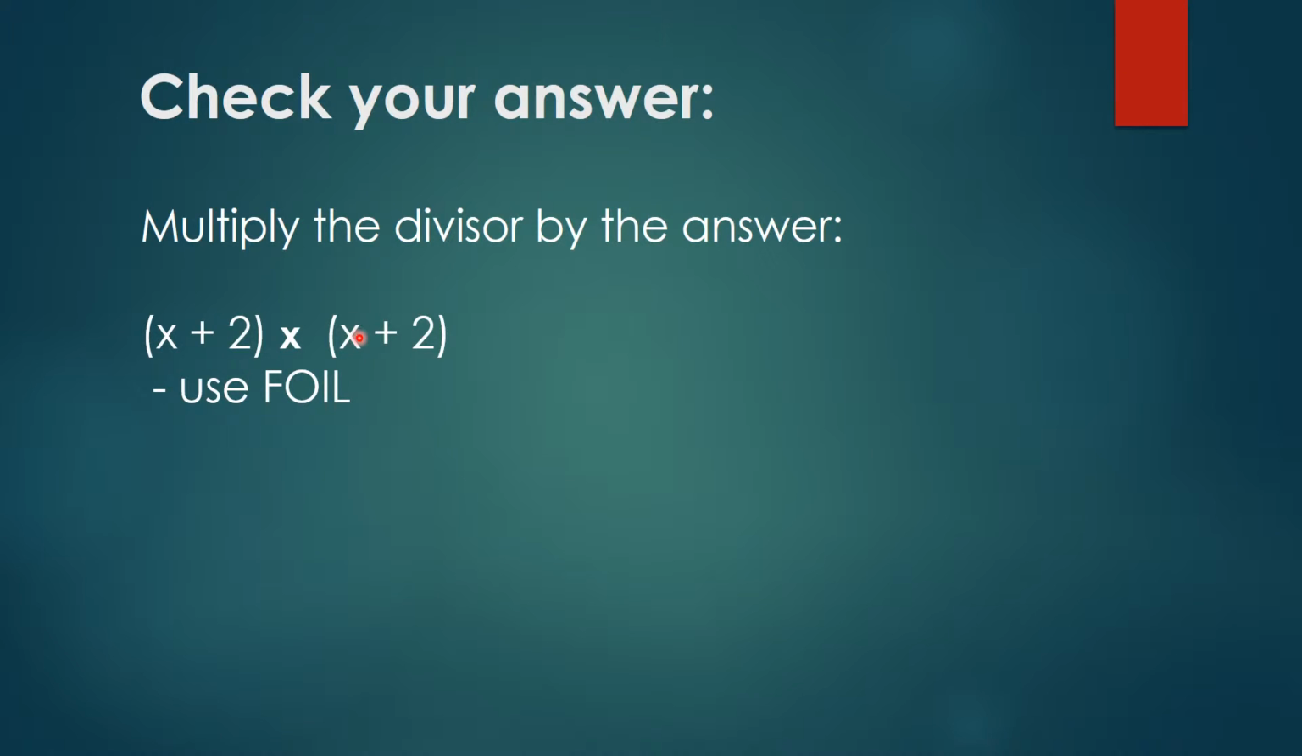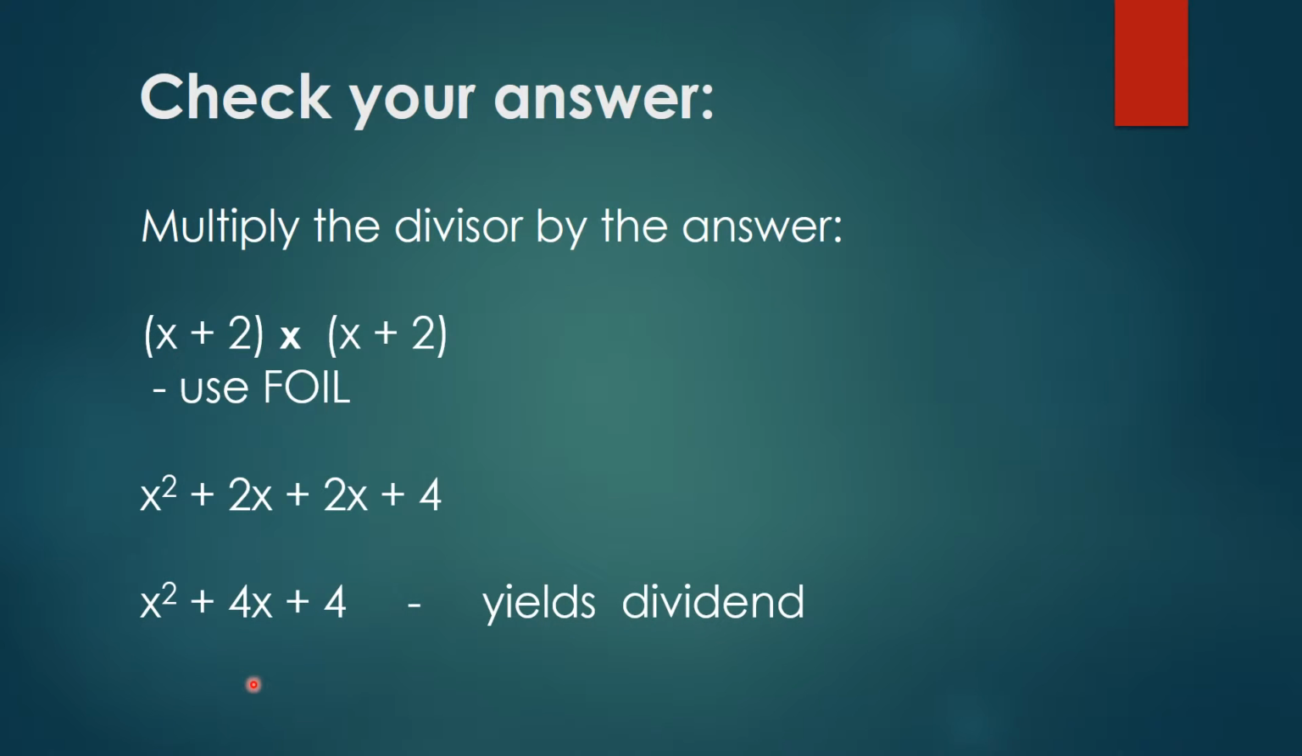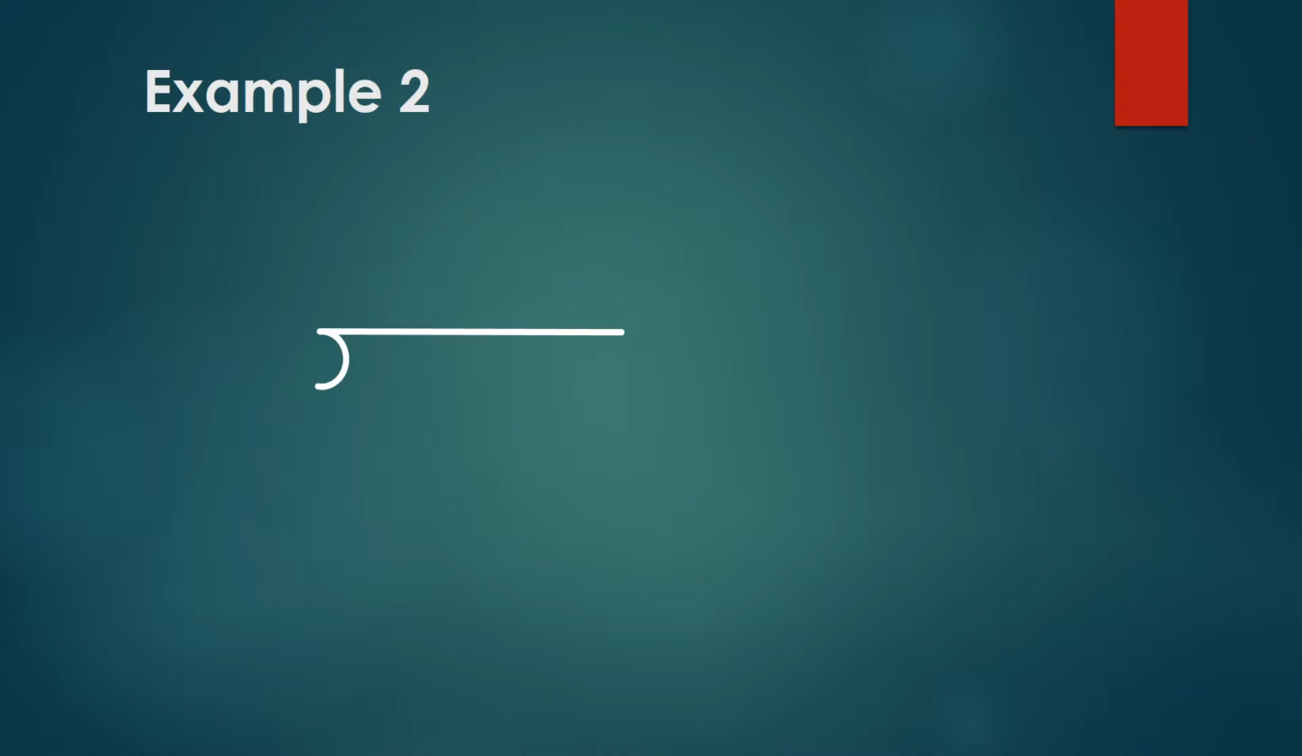So x times x gives me x squared. x times 2 gives me 2x. 2 times x gives me another 2x. 2 times 2 is 4. So I get x squared plus 2x plus 2x plus 4. Collect the like terms, 2x plus 2x gives me 4x. It gives me x squared plus 4x plus 4. And this yields, in fact, what we wanted it to yield, the dividend that we started with. So it checks. The next example.